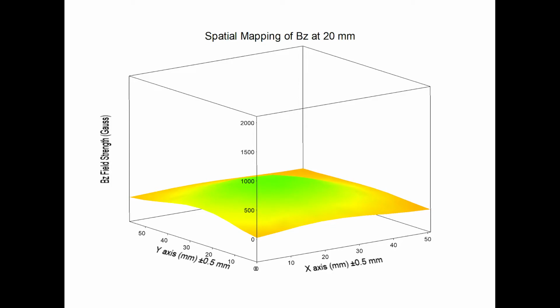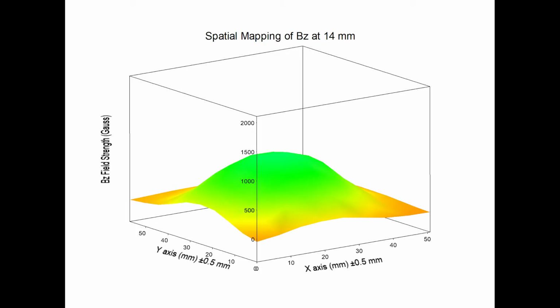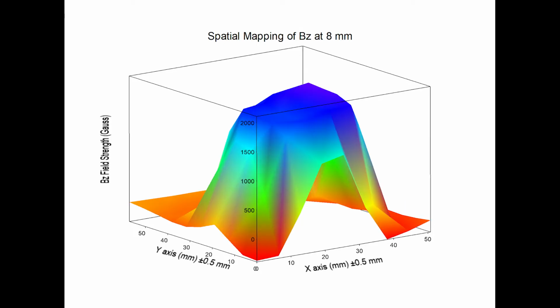Here are the results of those measurements, where you can see at 20 millimeters away, it's pretty smooth, pretty low field. But then at 14 millimeters, it becomes much steeper. There's a lot more gradient. You can see some spatial distribution of it. And then at 8 millimeters, you can see it becomes very, very high field and very, very large gradients at the edge, where it drops off very quickly. And this will become an issue later with it being very sensitive to the position of the sample.